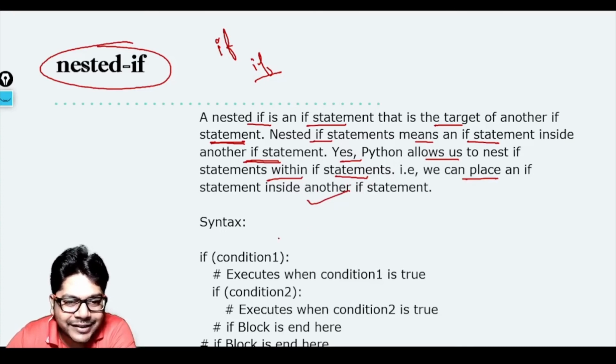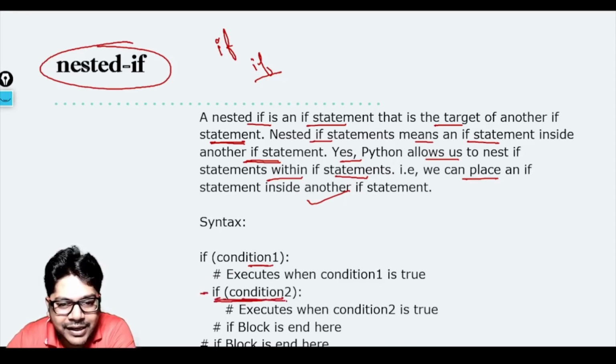So look at the syntax. If condition 1, we have an indentation here, and now again another if statement is starting, right? And then we have another condition here too, and this is the indentation of the second if statement. So now there are two indentations. One indentation is for this if, and this particular thing belongs to the if with condition 2, and the if block ends here.